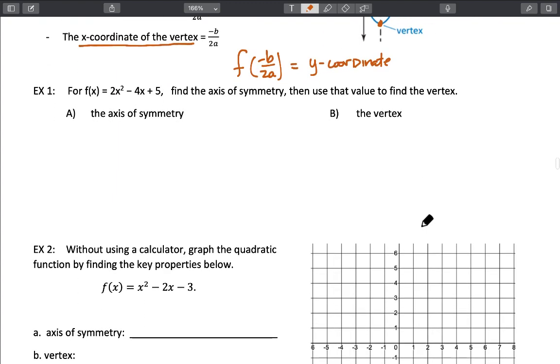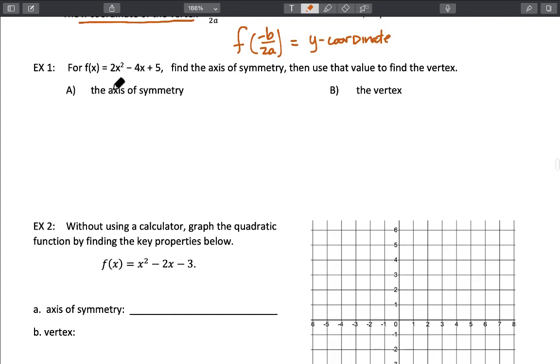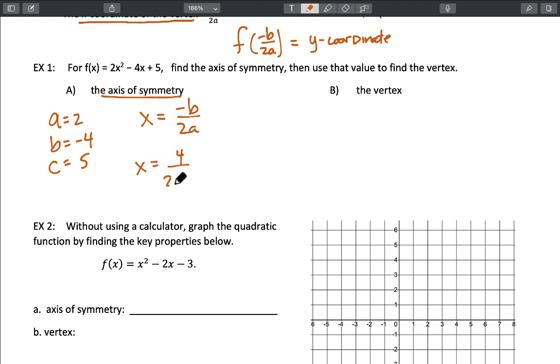Let's take a look at example 1. We're given the quadratic 2x squared minus 4x plus 5. Our a value is 2, our b value is negative 4, our c value is positive 5. We're asked to find the axis of symmetry, which, remember, said to take the opposite of b and divide it by 2a. The opposite of negative 4 is positive 4, divided by 2 times our a value, which is 2, so that's 4 over 4, which is 1. So our axis of symmetry is the vertical line x equals 1.